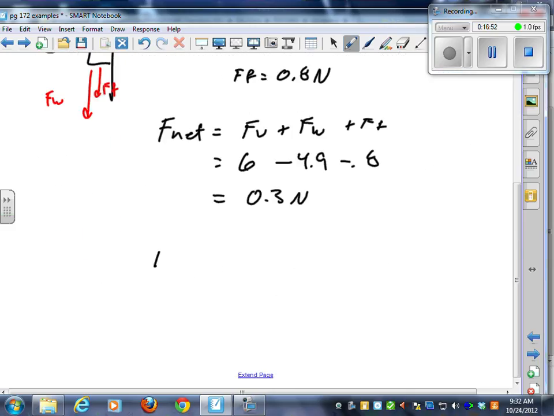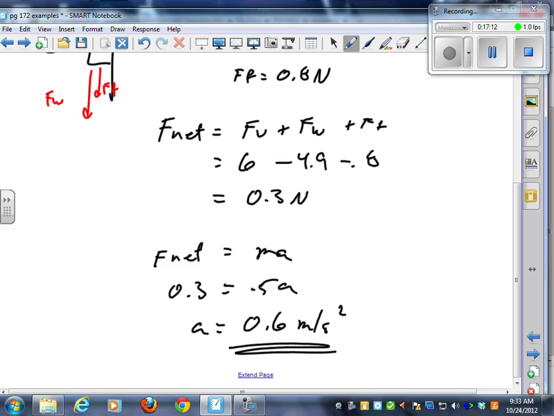Now I'm going to go F net is equal to MA. 0.3, mass, what was it? 0.5. Oh, yeah. 0.5A. 0.3 divided by 0.5, acceleration 0.6. These aren't too bad, are they?